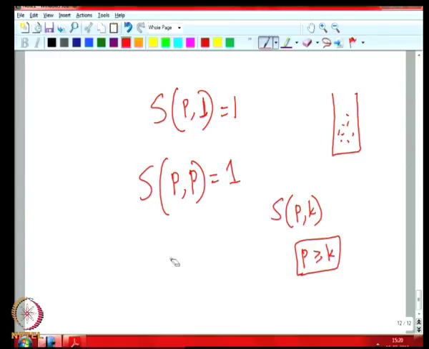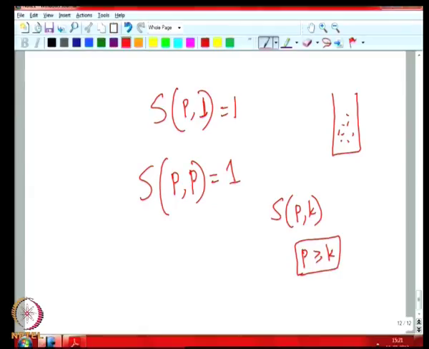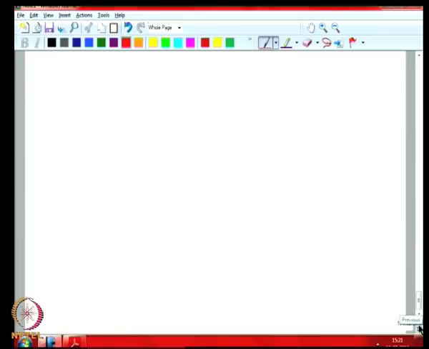Now what about S(P,2)? There are P objects and there are 2 boxes. So the question is, in how many ways can these P objects be split into 2 subsets.